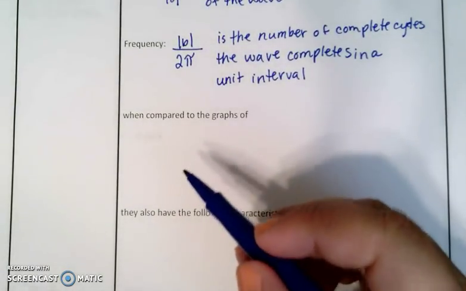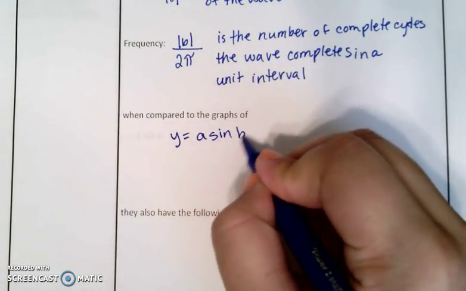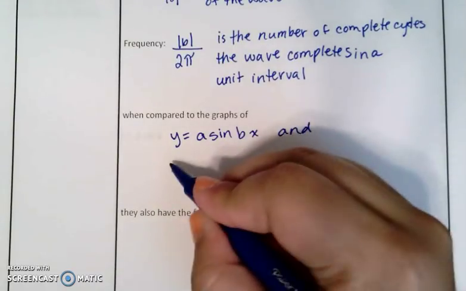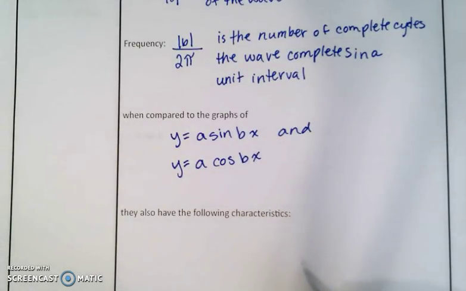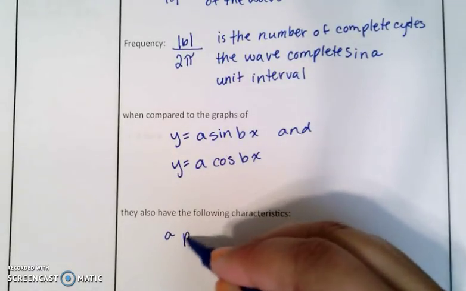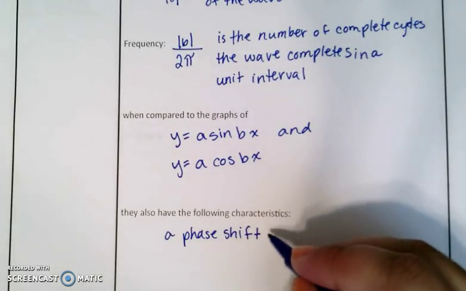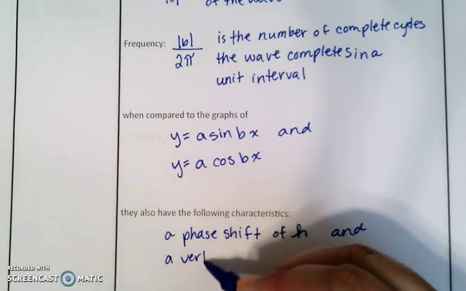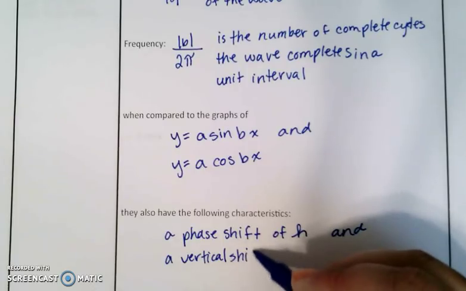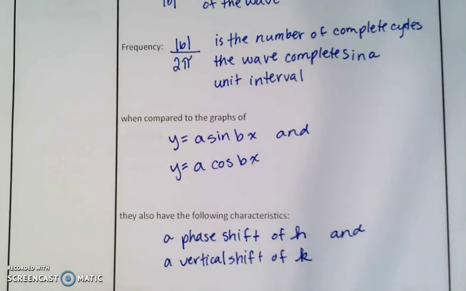When compared to the graphs of y equals a times sine of bx and y equals a times cosine of bx, they also have a phase shift, that is a horizontal shift of h, and a vertical shift of k. So that defines what our different variables do in that general equation.